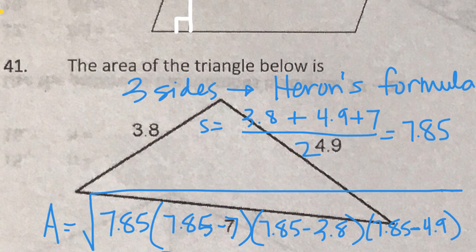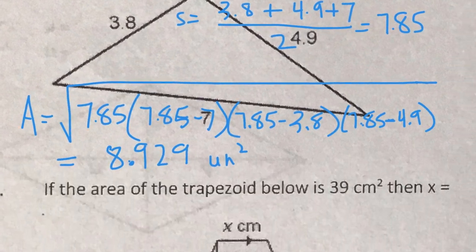8.929, right? When I rounded to three decimals, 8.929. So make sure you're using the decimals, right? Make sure you have decimals and subtraction in your problem. Be careful when you're putting it in.